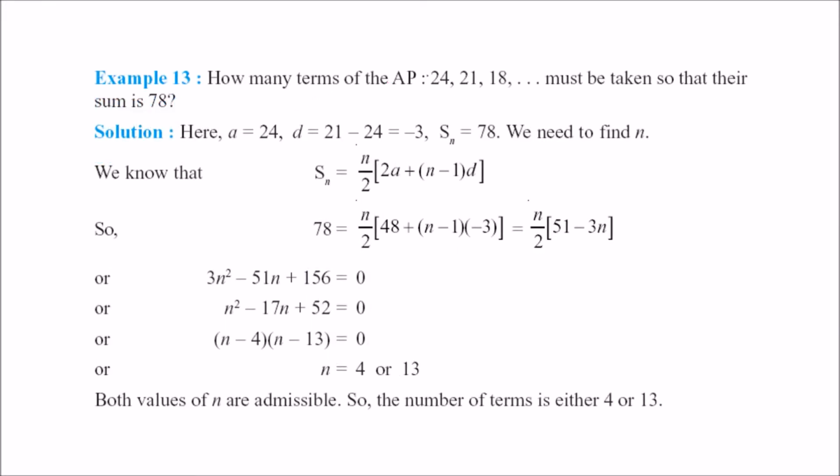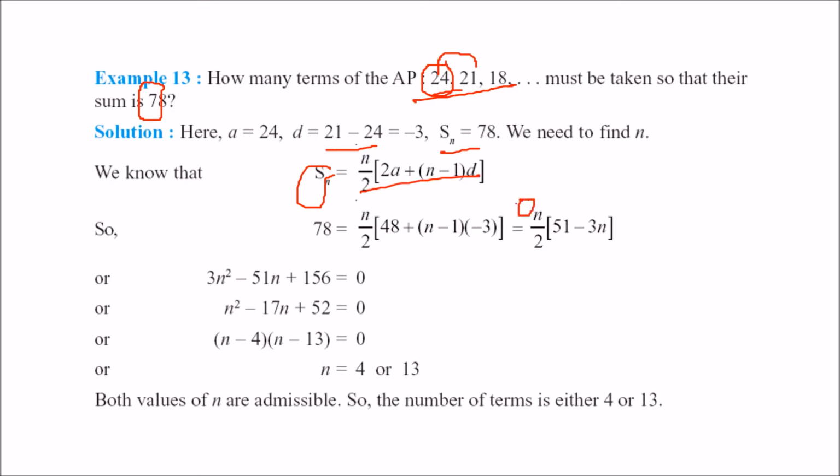How many terms of the AP 24, 21, and so on, must be taken so that their sum is 78? Now a is 24, d is 21 minus 24, that is minus 3. The Sn, which is the sum of these numbers, is 78. We need to find out how many numbers add up to 78. So Sn is 78, just place it here.